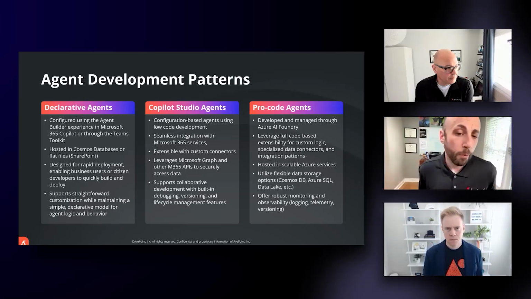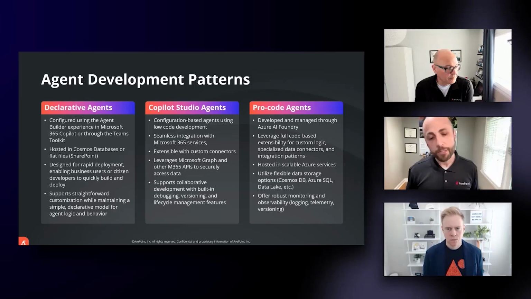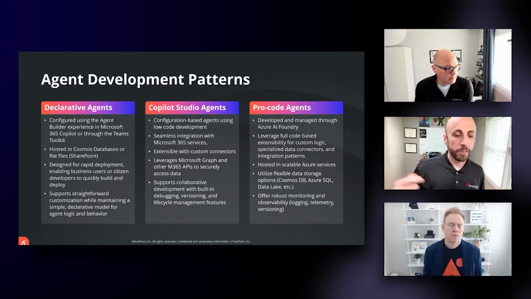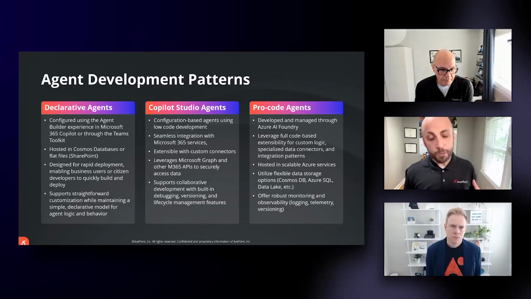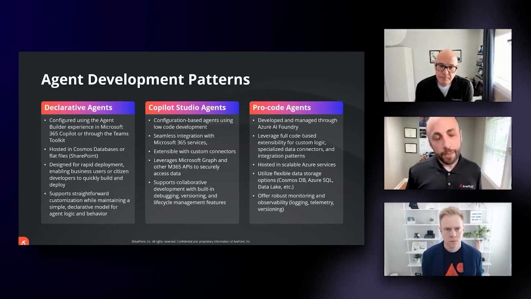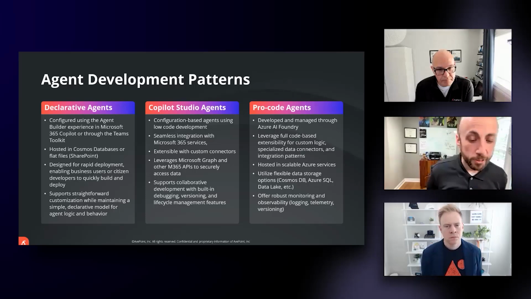And then finally, there's pro-code agents. Those will be built by software engineers and data engineers, managed through Azure AI Foundry, leveraging the Azure AI service. Those scale to the power of Azure. They offer more robust logging and telemetry data, but most likely will be built by your professional devs. So just want to share there's a couple of patterns for building out these agents.